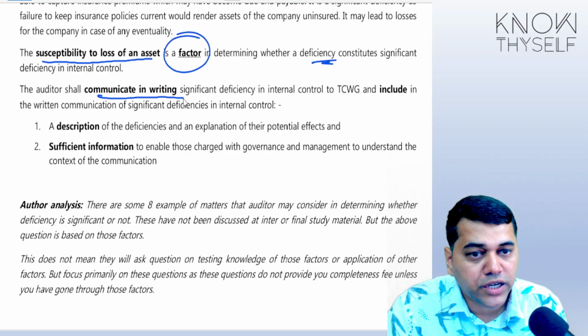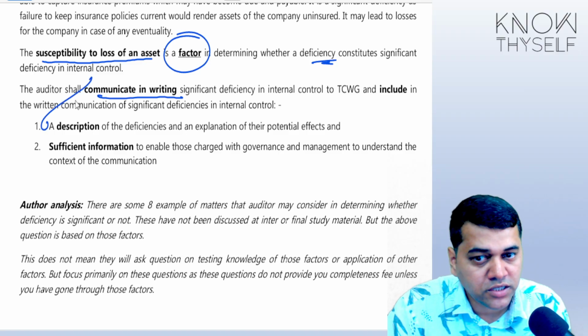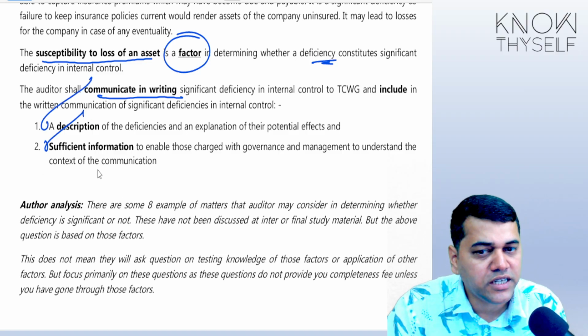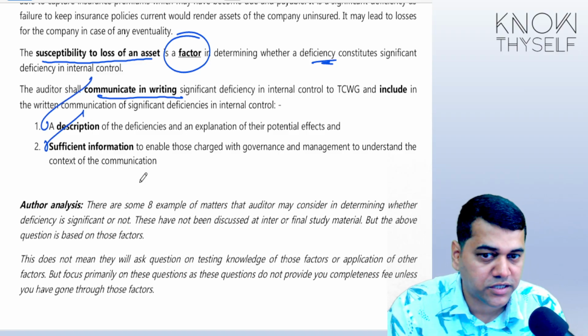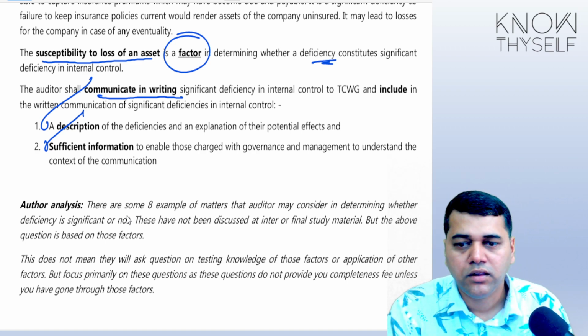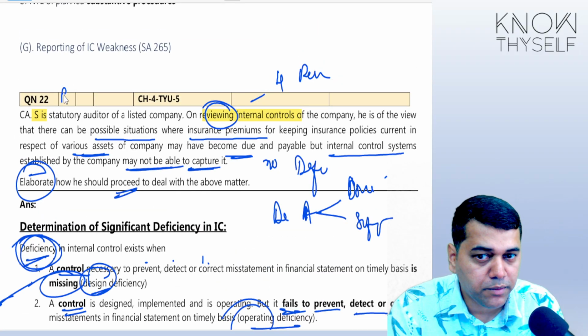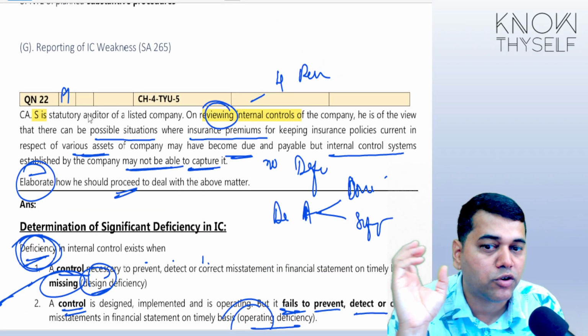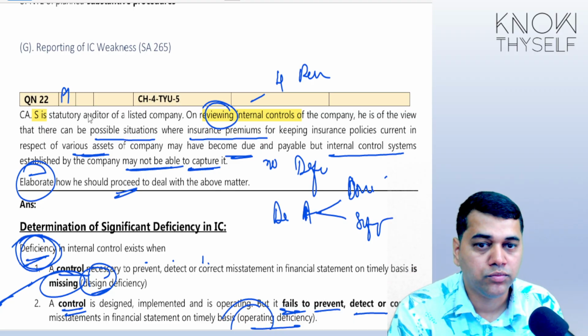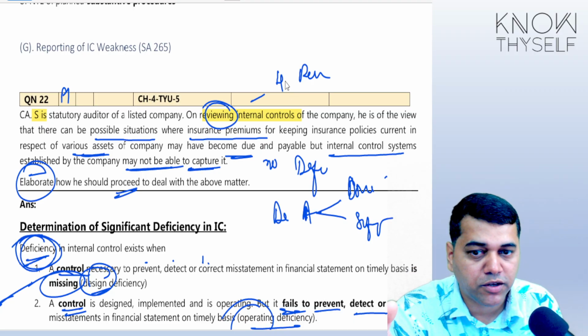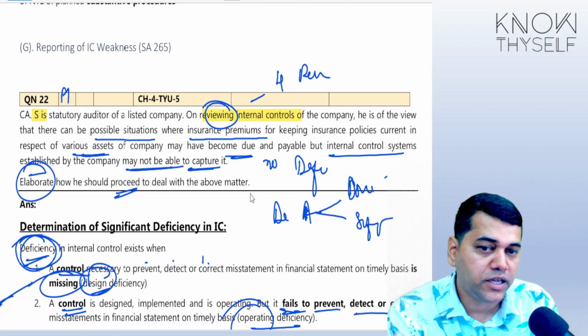So you need to communicate in writing what description and sufficient information. They didn't tell you what you need to communicate in sufficient detail. You can write that. Okay, I hope you are clear, students, about this particular thing. You can mark it very important because apparently it is not visible what you are supposed to do. So you understood that it is from chapter 4, but they are not talking very clearly.